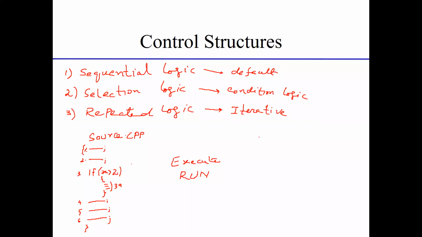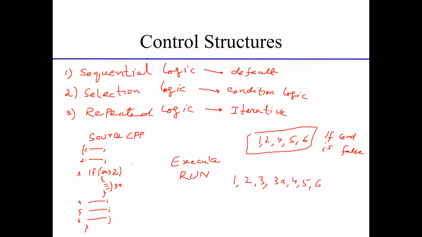So line number 1, 2, 4, 5, 6 will be executed if the condition is false. If the condition is true, then line number 1, 2, 3, 3A, 4, 5, 6 will be executed. So we have a set of work which we want to execute on a certain condition.